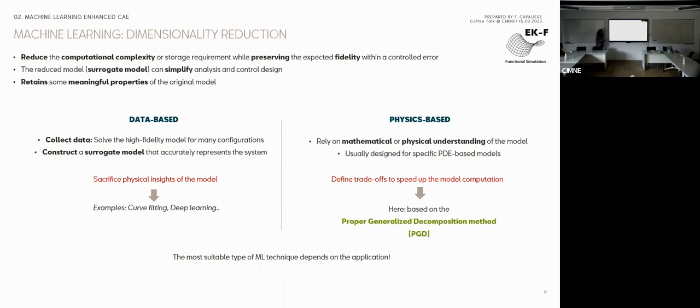And then there are some physics-based machine learning methods which do take into account the physical modeling. So we include in our model also the governing equation of our problem, structural problem or whatever it is. And in this case, we use a dimensionality reduction method which takes into account the physics of the problem. And this is the proper generalized decomposition method.